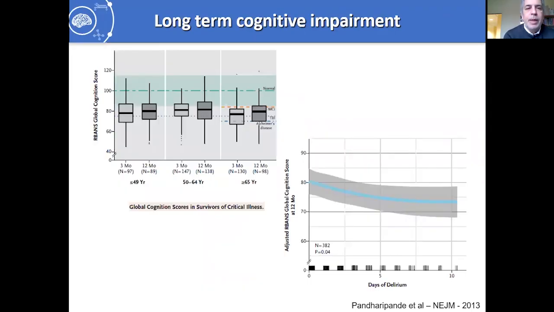It has been shown that critically ill patients can develop long-term cognitive disorders, and that there is a proportional correlation between the duration of delirium during the ICU stay and the severity of cognitive disorders. Cognitive dysfunction involves memory, executive function, attention, concentration, and verbal fluency.